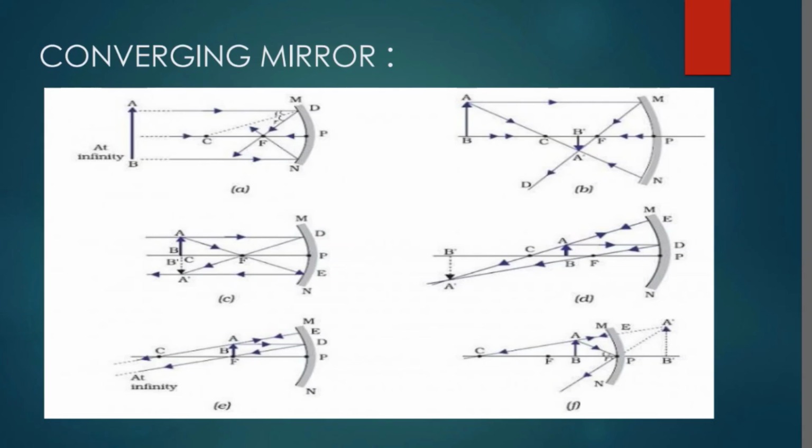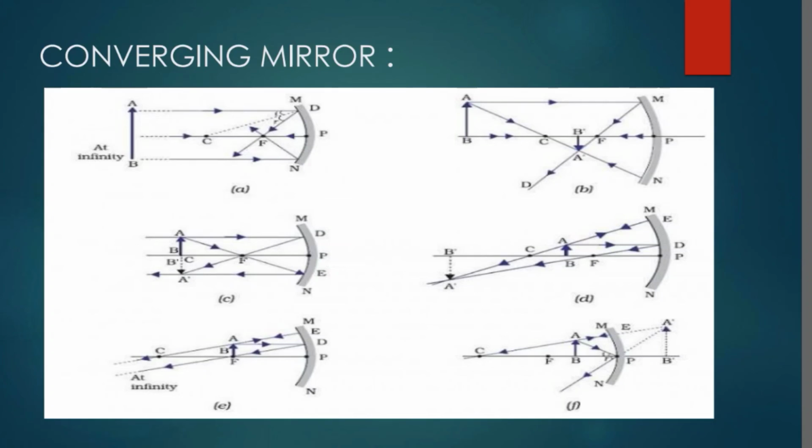Let's go to C. If you place an object exactly at C, the center of curvature, the image must be formed at the same center of curvature but upside down. Let's go to D. If you place an object between the center of curvature and the focus point, the image will be formed behind C. Here the image is bigger than the object and it is also upside down.